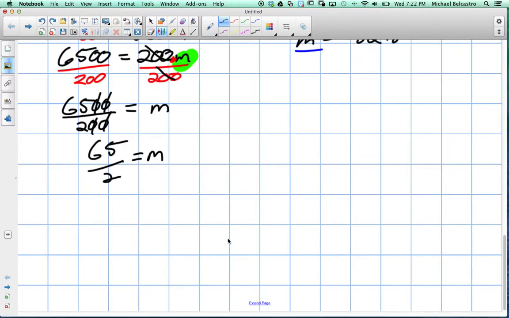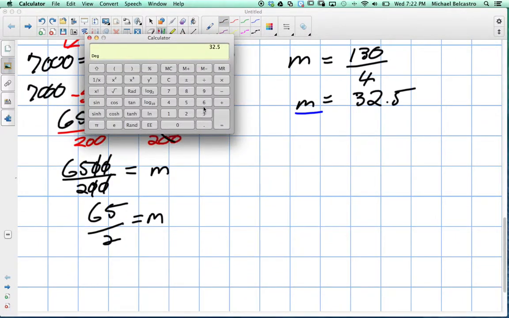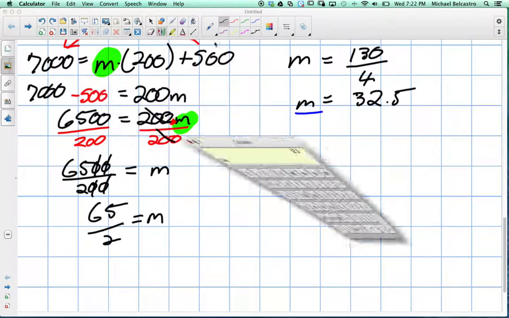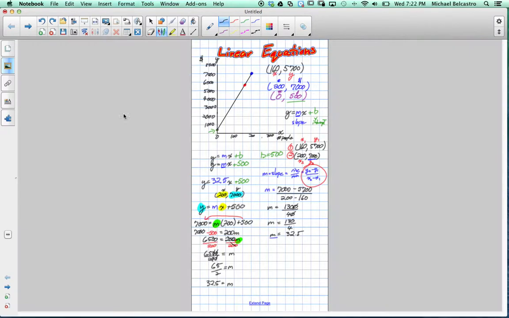I got to double check. So I'm going to divide these values. 65 divided by 2 equals 32.5, which is the exact same slope we found the other way, right? So either of those methods help us. I know that was a lot. But you could just do the first one or you could just do the second one. You don't have to do both. I just wanted to prove it. So I did it two different ways.